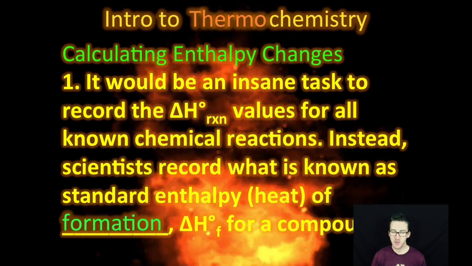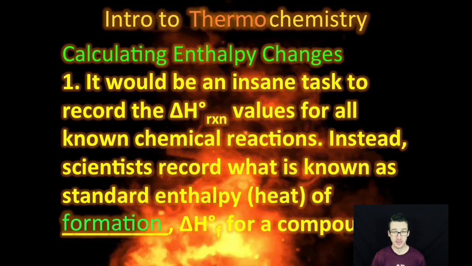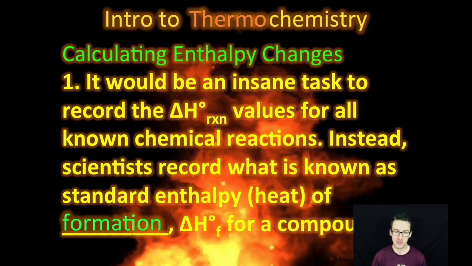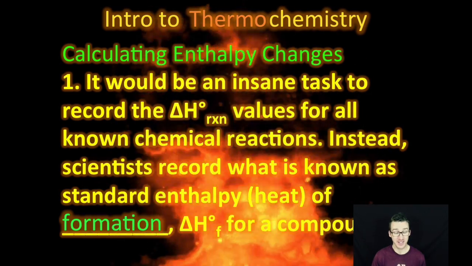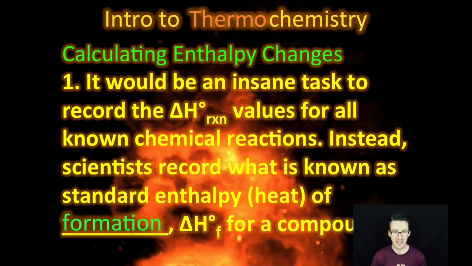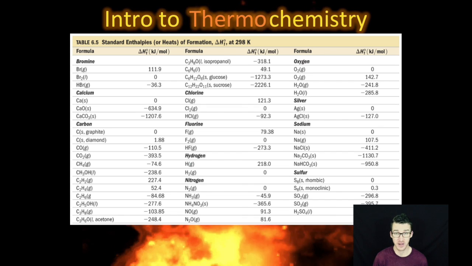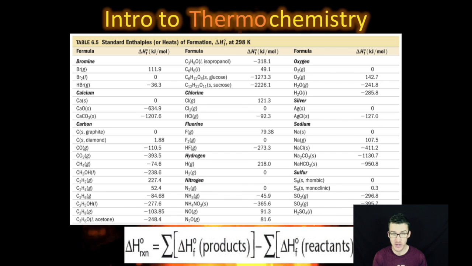Basically, it would be really insane to make a list of the heats of reaction for all chemical reactions, since there's a lot of them. So instead, what scientists have done is simply record the standard enthalpy of formation for a compound. Now, there are still a heck of a lot of compounds out there, so you have to look at a pretty extensive list. But hopefully you can imagine how more intense the list would be if we were to make a list of just all possible reactions.